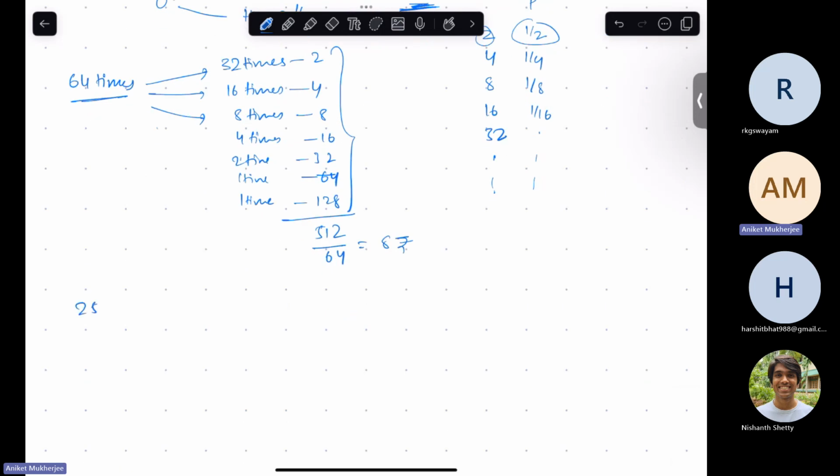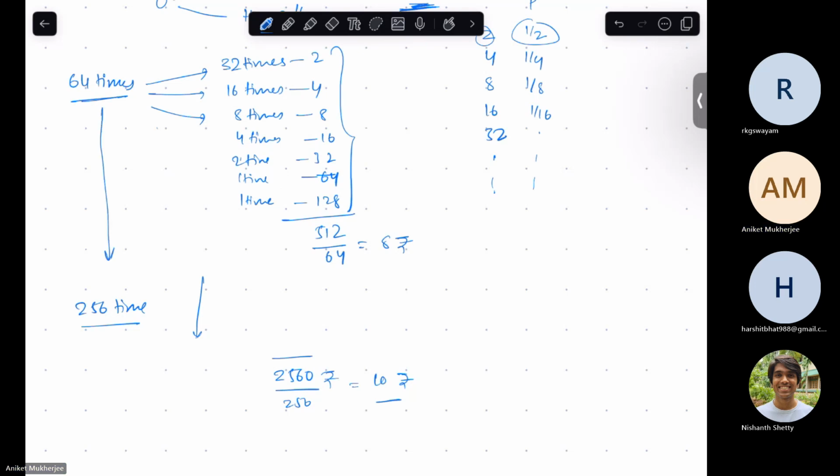Similarly, if you do it for 256 times, I'm not writing down everything, but on average you'll get 2,560 in winnings, which is 10 rupees per game. So you have jumped a huge number of games, but your average winnings have not really increased that much. If you play 2 power s times, then you get s plus 2 in winnings.